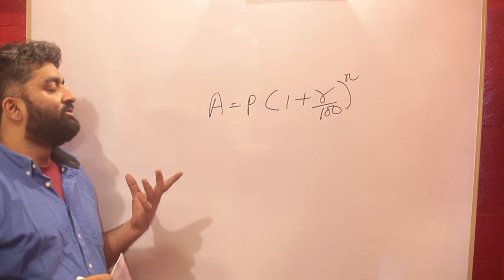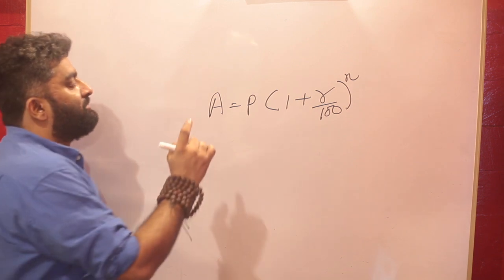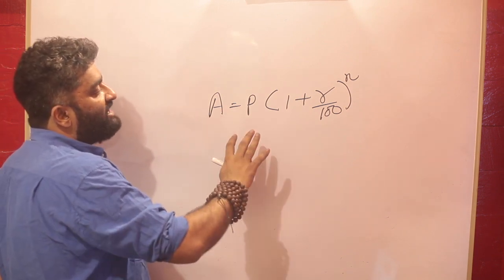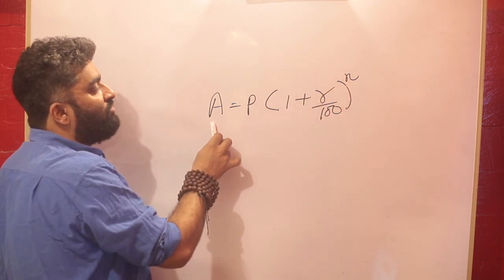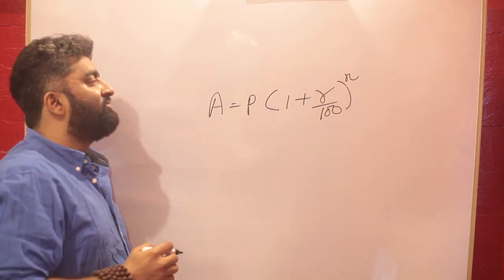And welcome to another video, this time on compound interest practice and problems. In the previous video, we already came to this formula, and by now we should already know what A, P, R and N mean. A is the amount, P is the principal, R is the rate and N is the number of time periods.